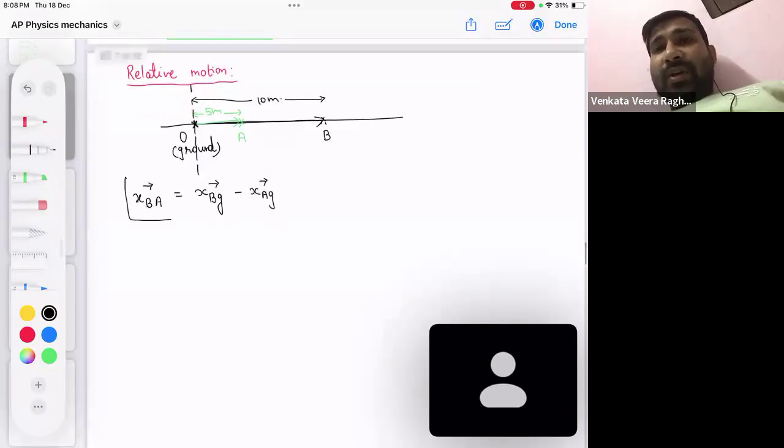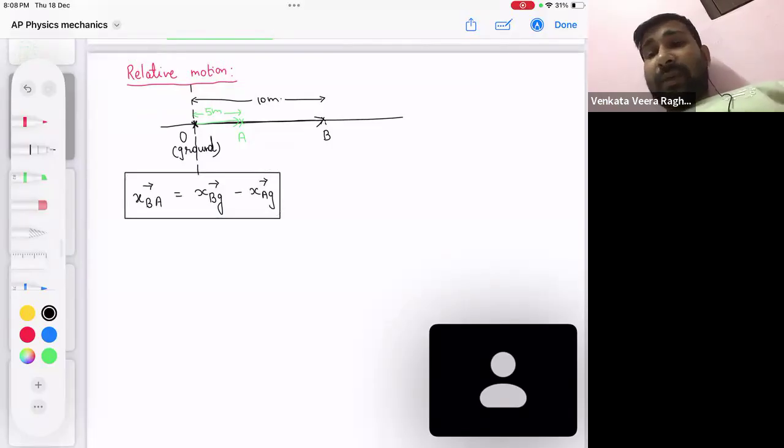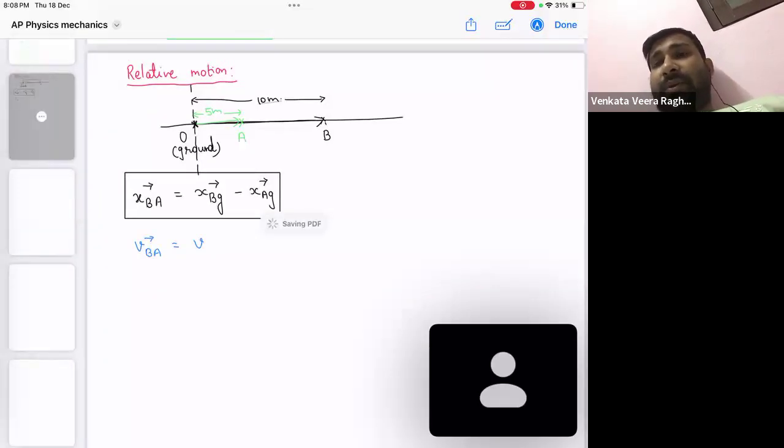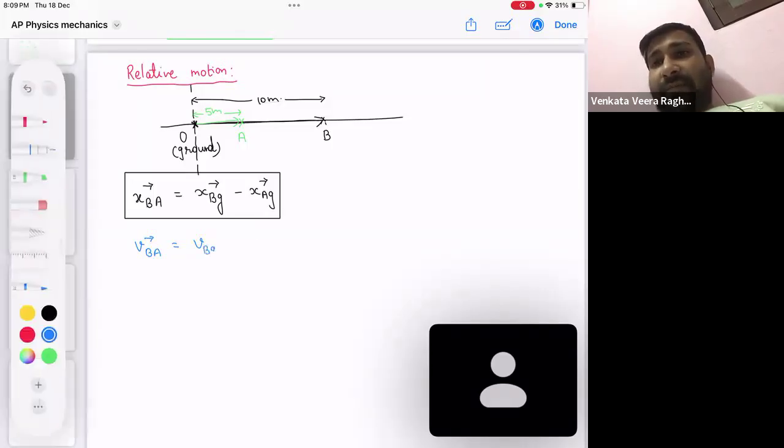So position of B with respect to A, can it be written as position of B with respect to some other observer? O is what? O is the ground observer here, and also position of A with respect to ground. So if I want to write velocity of B with respect to A, what will it come? Velocity of B with respect to ground minus velocity of A with respect to ground.